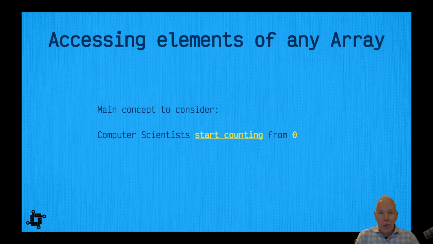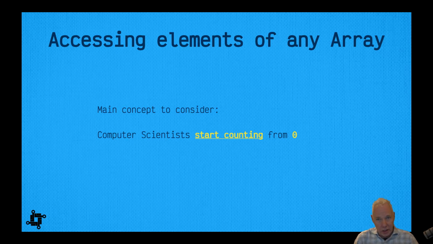So the main thing we want to consider with this is that computer scientists always start counting at 0. And that will just be a tradition that you will think through and do all of your life if you go into computer science and into programming. We always start counting at 0.